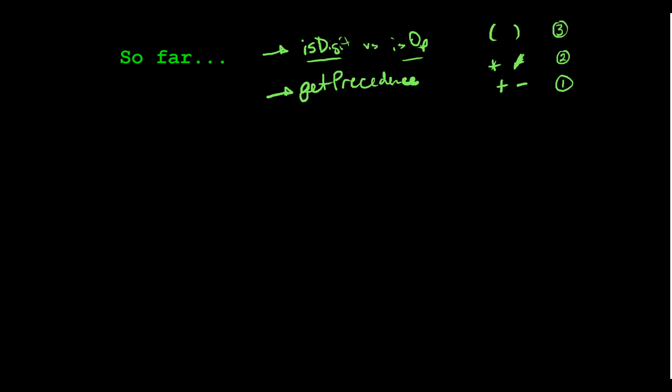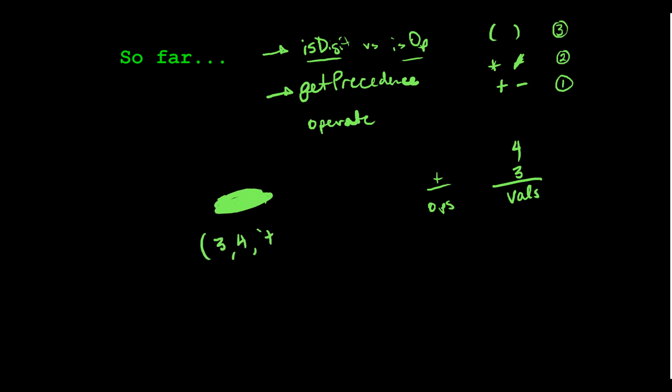And the last thing we did is we actually talked about, okay, how do I operate on these numbers? In other words, if I have a 3 and a 4 on my vals stack, and I have a plus on my ops stack, how do I do 3 plus 4 if I don't have an expression, but instead I have parameters being passed to a function? And we talked about all of that in our previous video. We wrote the code for it.